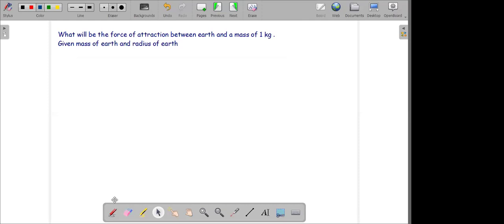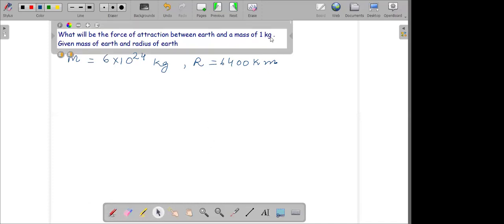The mass of Earth M as 6 multiplied 10 to the power 24 kilogram, and the radius of the Earth R as 6,400 kilometers. Just think of a mass of 1 kilogram at the surface of Earth. Okay, so try to find it.